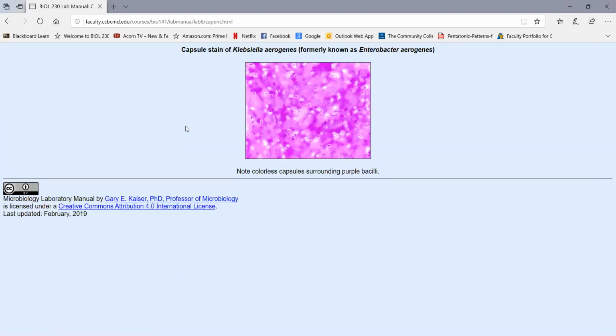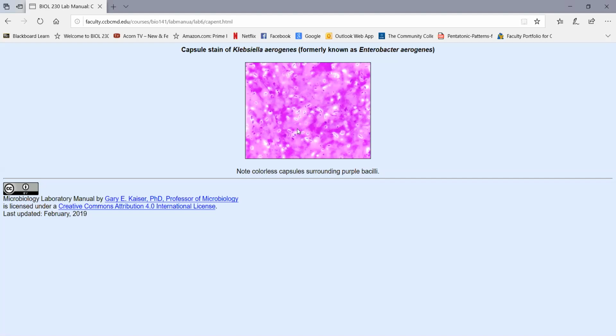So this is the capsule stain we'll be looking at today of Klebsiella aerogenes, which used to be called Enterobacter aerogenes. In the capsule stain, we're staining the background. We're letting the dye dry on the slide, and we stain the bacteria, but the capsule doesn't pick up the stain. So we can see the clear white capsule surrounding the purple bacillus. And by having the background and the bacterium stained, we can see the capsule nicely.